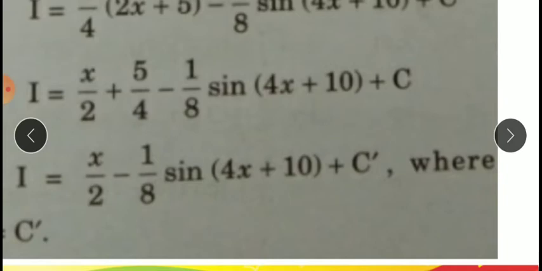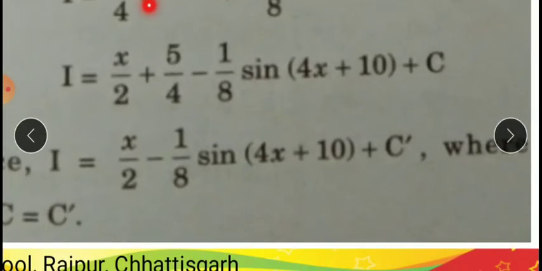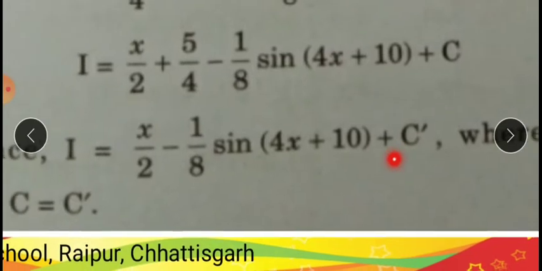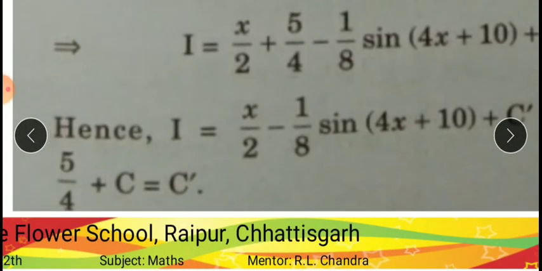Hence, we can write I is equal to x upon 2 minus 1 upon 8 sin under bracket (4x plus 10) plus c dash. This is another constant. We know that 5 upon 4 is a constant and c is the constant of integration. Including these two constants, it is replaced by c dash, where c dash is equal to 5 upon 4 plus c.